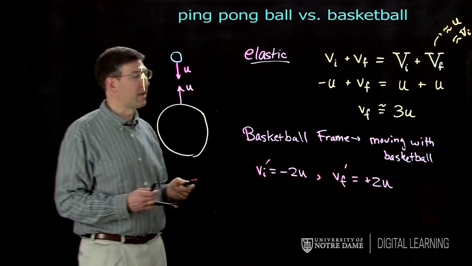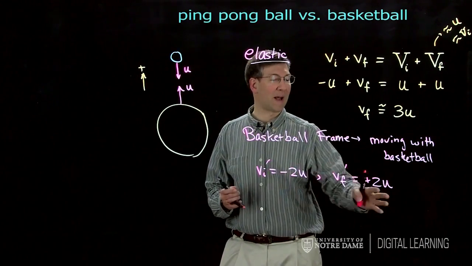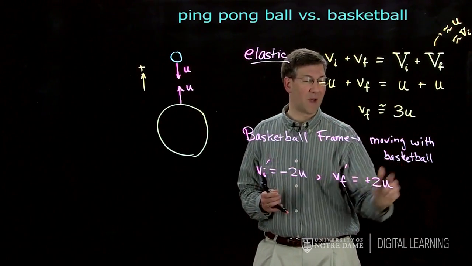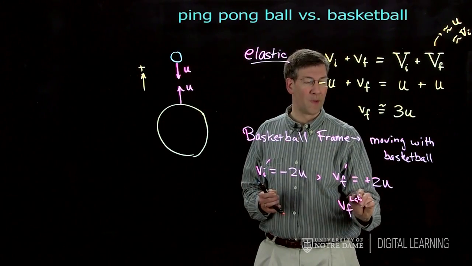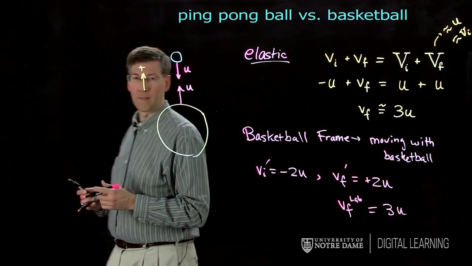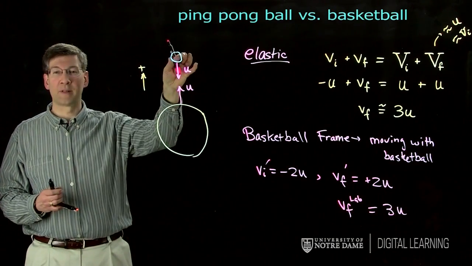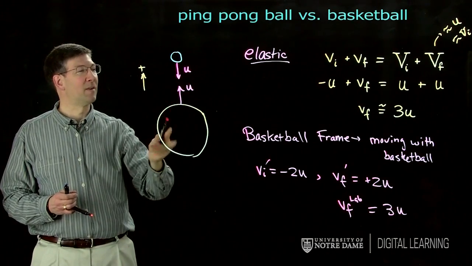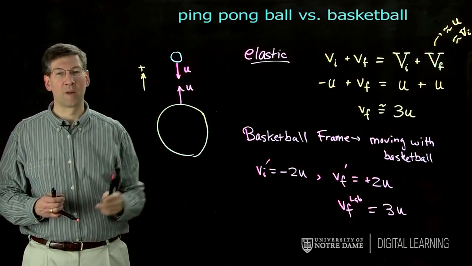If we look at that case and then go back to the lab frame, I have to add back the velocity of the center of mass, and that is effectively the same as the velocity of the basketball. So that also tells us that v final of the ping pong ball in the lab frame is equal to 3u. We get the same answer, but it's a different way of looking at this system. So that's our elastic collision example using an effectively massless object and a very massive object. You get what effectively is an addition of the massive object's speed to the bounce of the other one, and so it goes flying away.